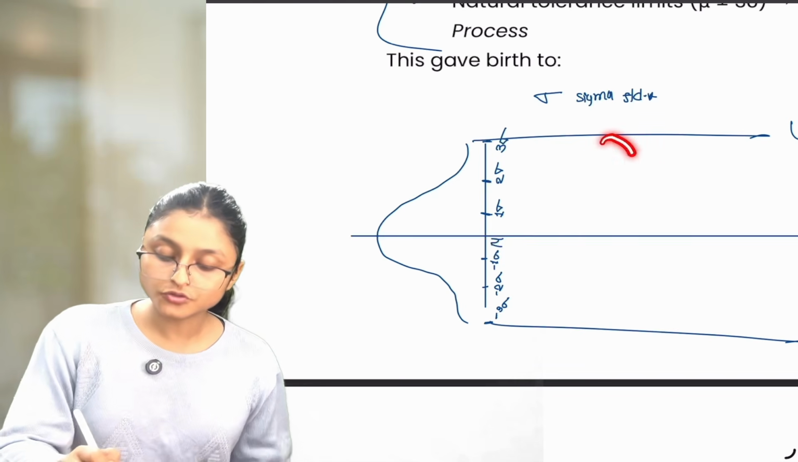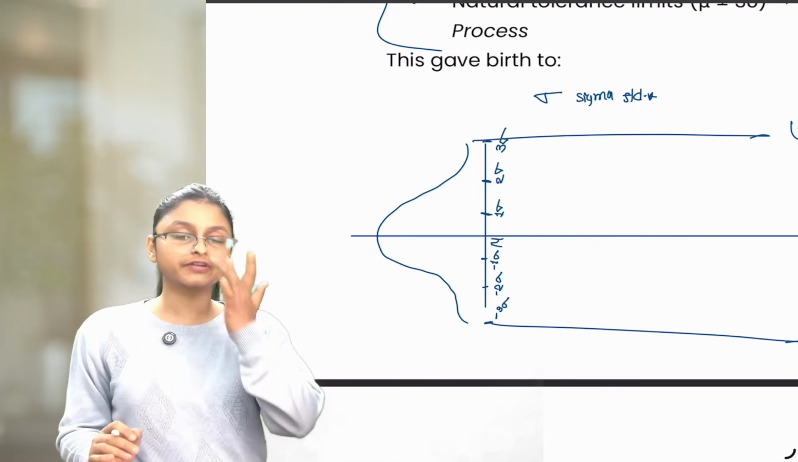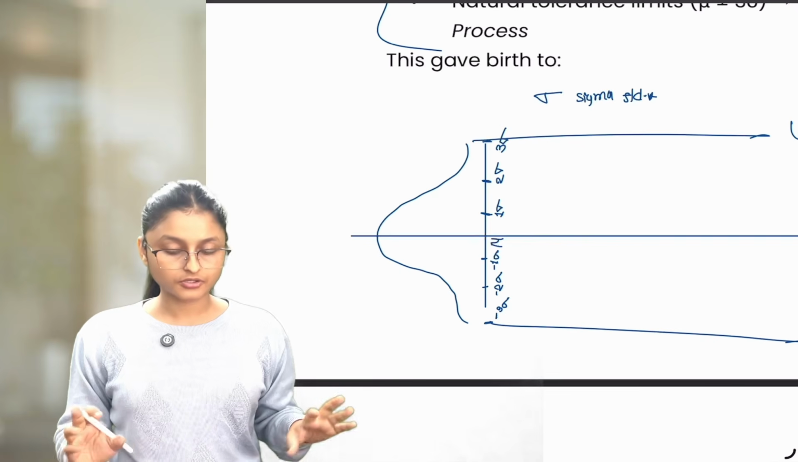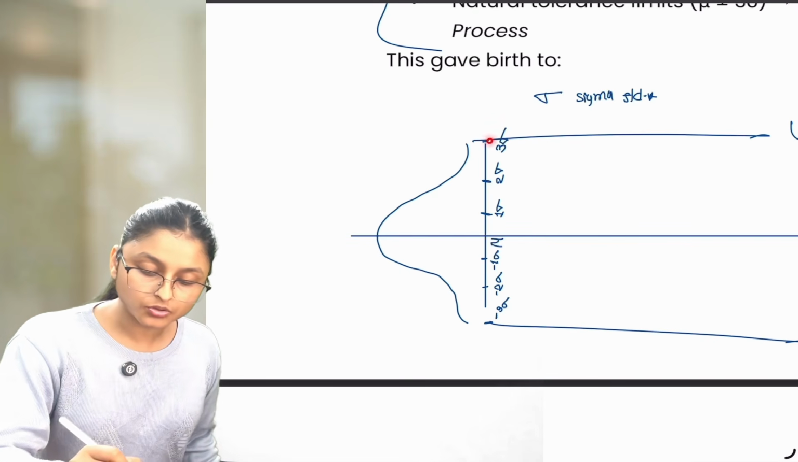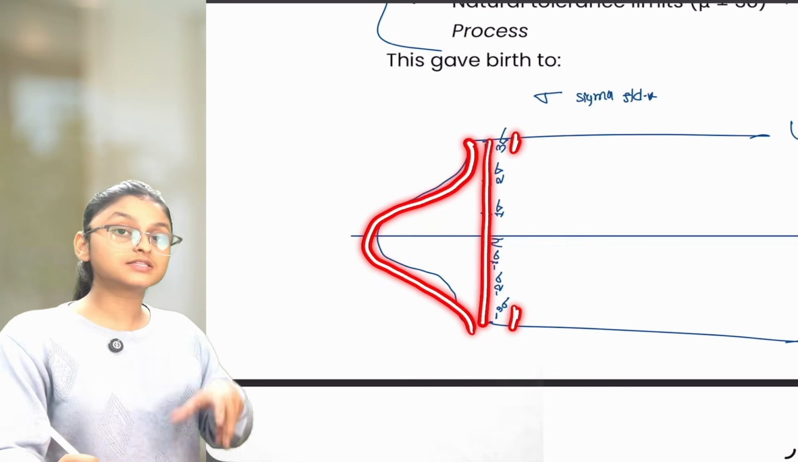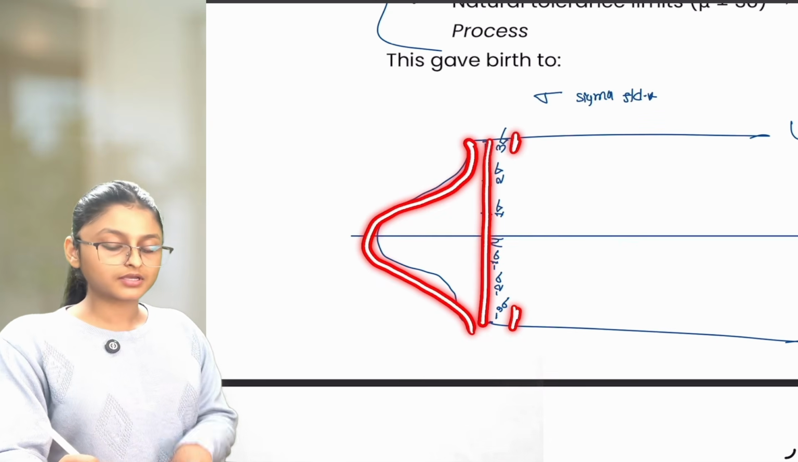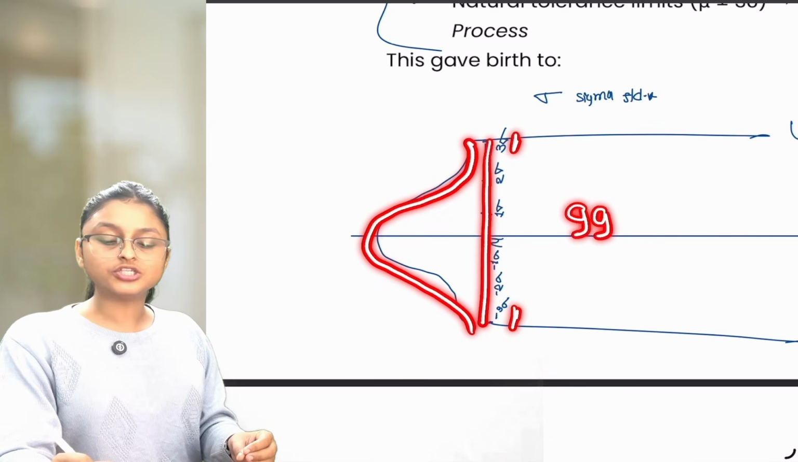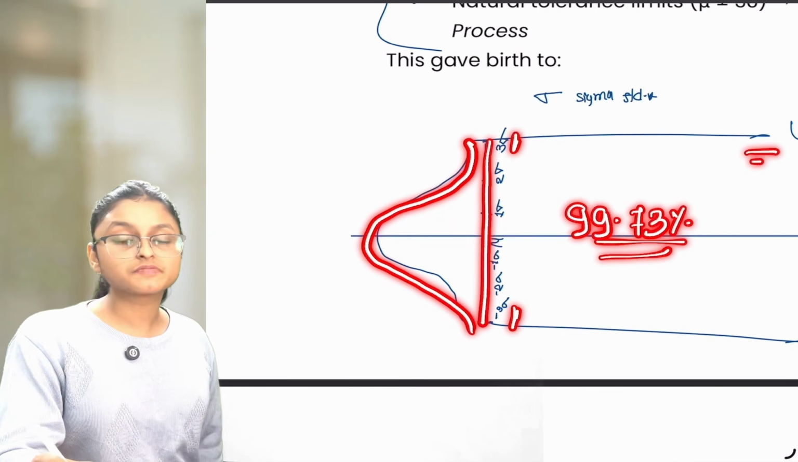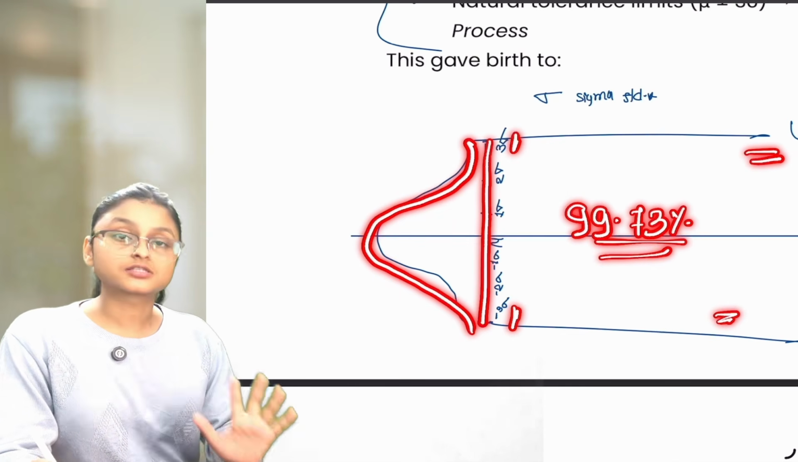We want that most of our output should come inside this specification limit, because if it goes outside, then it is a defective product. So if you are able to put a normal distribution curve of 3 standard deviation inside this specification limit, then you are able to achieve 99.73% of the output as per the specification limit set by the customers.